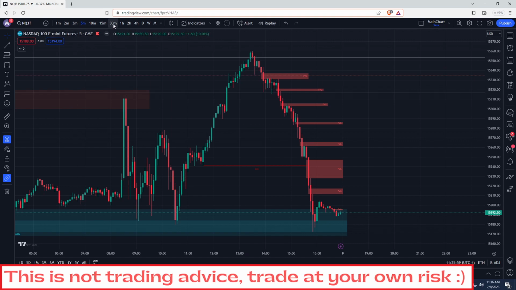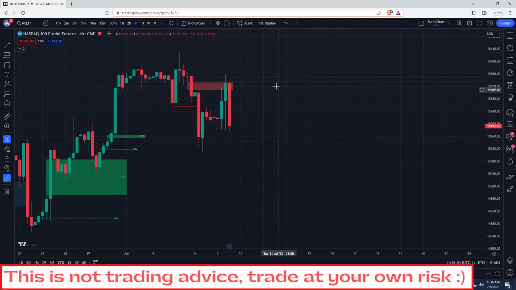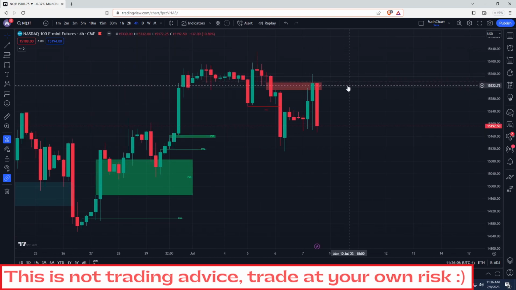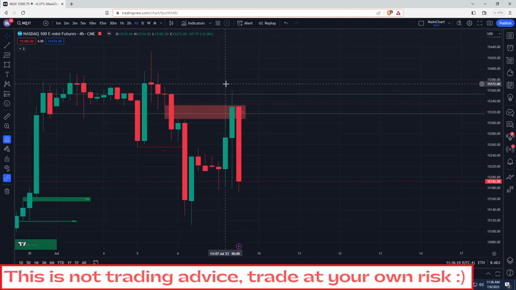Sorry, you're going to hear a car right now, but I'm going to go to the 4 hour. So look at the 4 hour. What do you see on the 4 hour? You want to go through all of your different time frames. On the 4 hour, you have this bearish gap.